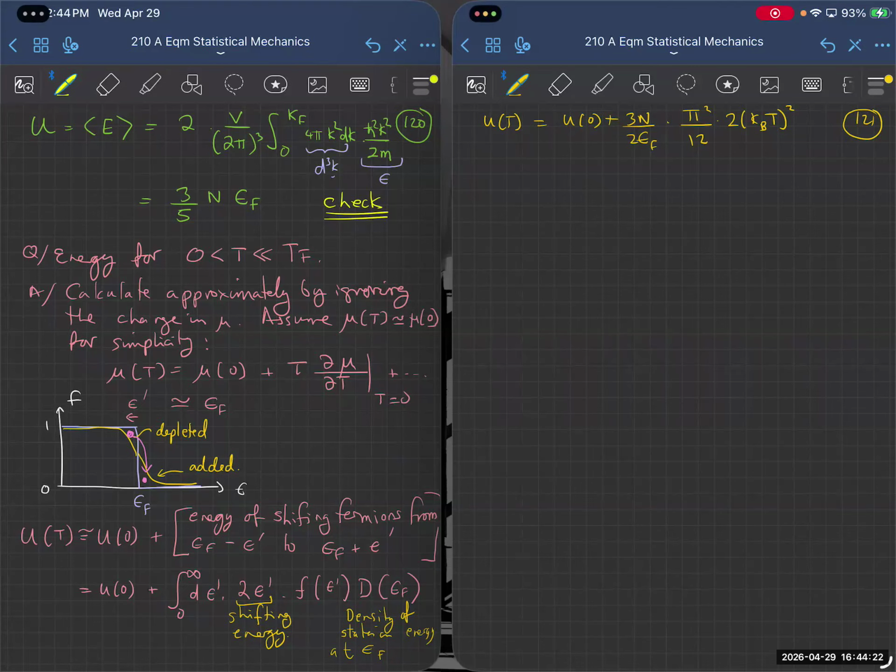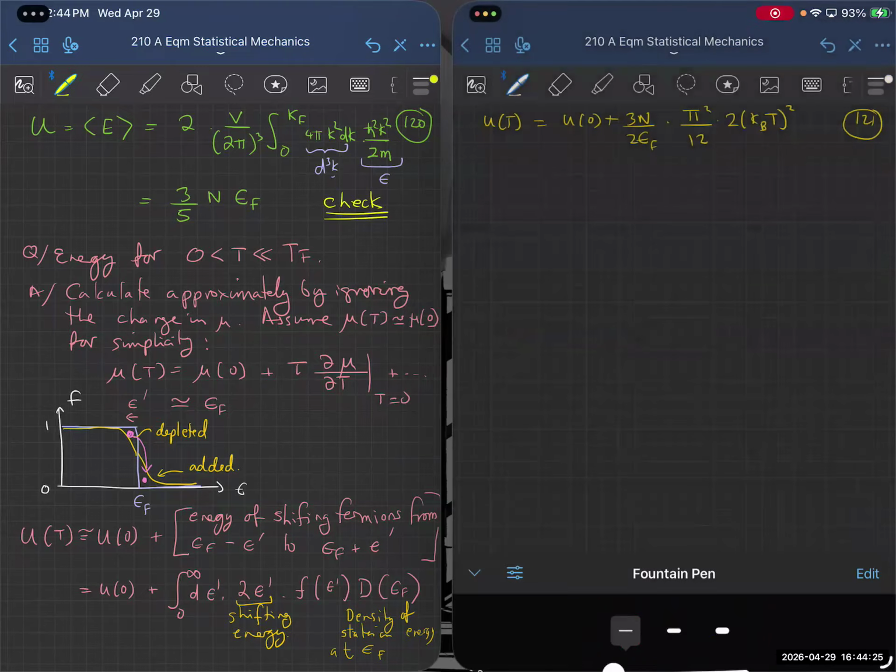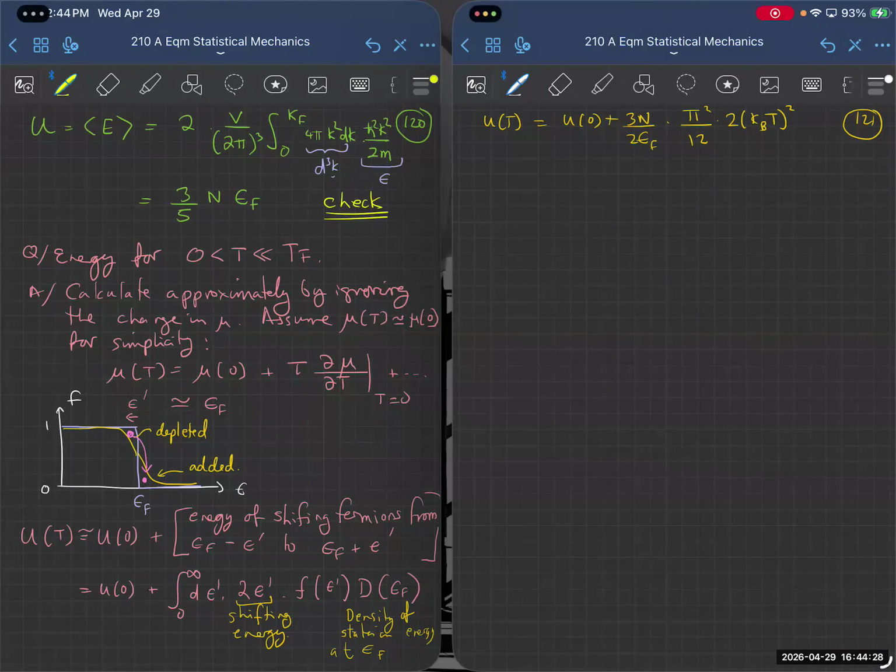And how did I do this integral? So here's what I did. First of all, the density of states in energy, we've worked that out before. And so that is V over 2 pi squared times 2m over h bar squared to the 3 halves times epsilon F to the 1/2. So that's what it is, using the fact that we have spin 1/2 fermions as we do in a metal. So that's the density of states formula in energy that I wrote down for you a couple of weeks ago.